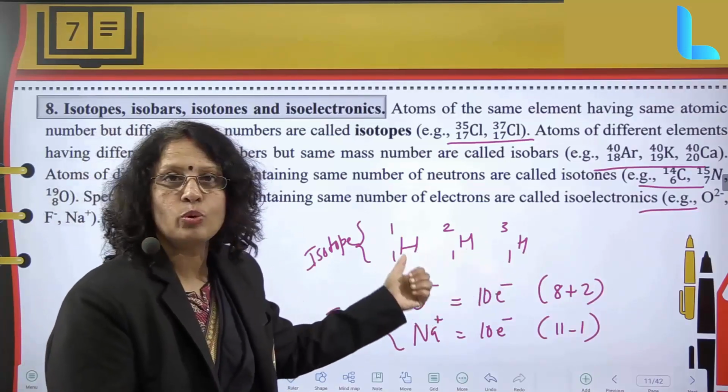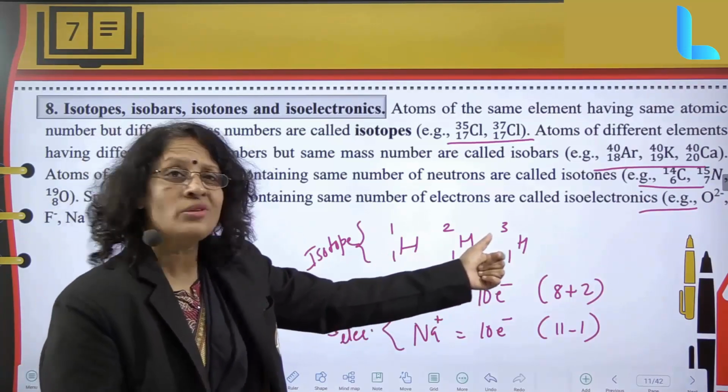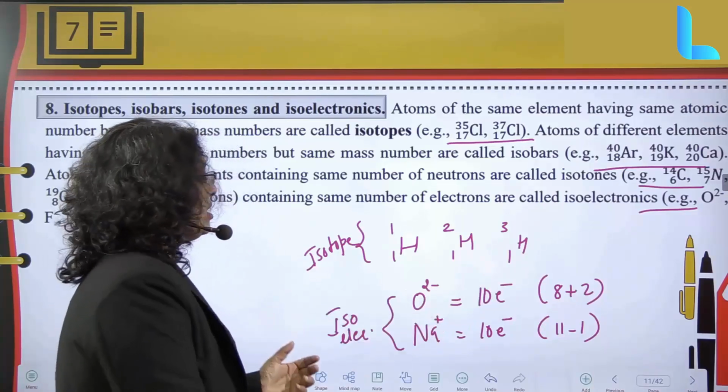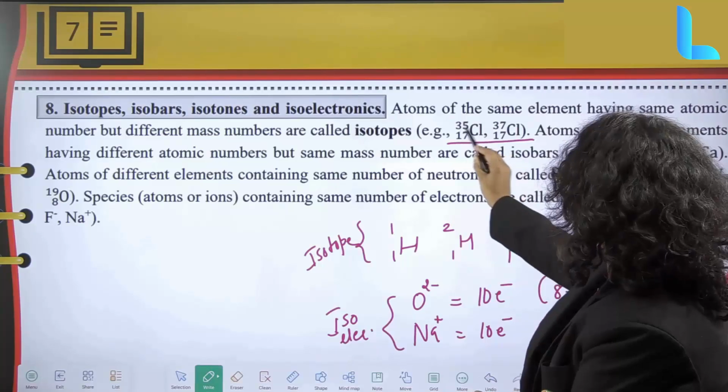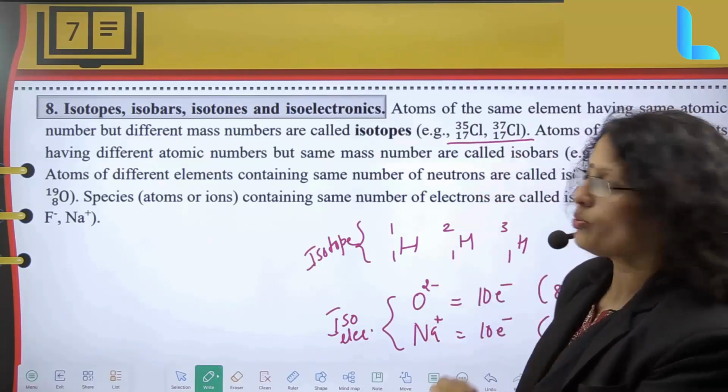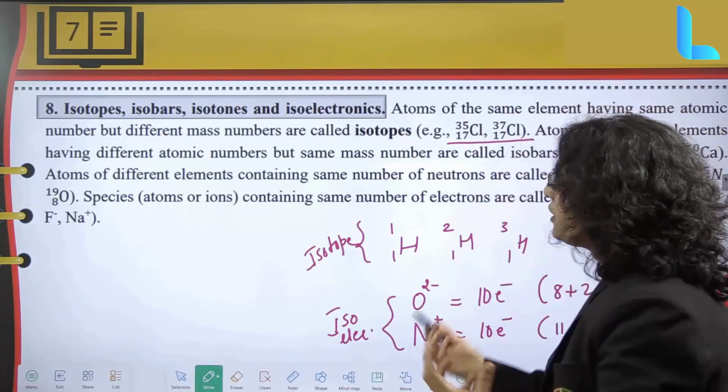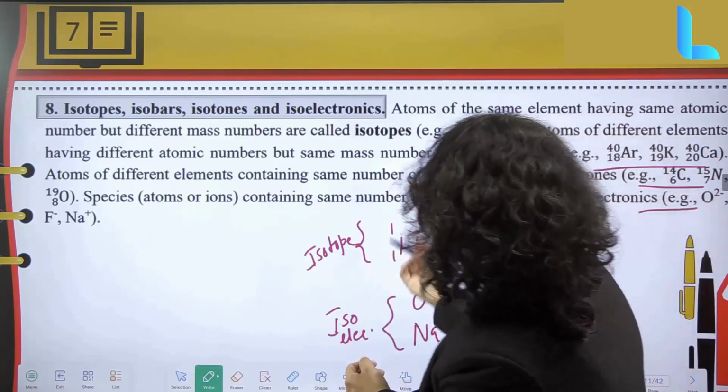So hydrogen has 3 isotopes: protium, deuterium, tritium, like this. And we can see here chlorine also, they have shown the same atomic number but different mass number. So two isotopes of chlorine. Isobars are atoms of different elements having different atomic number but the same mass number.